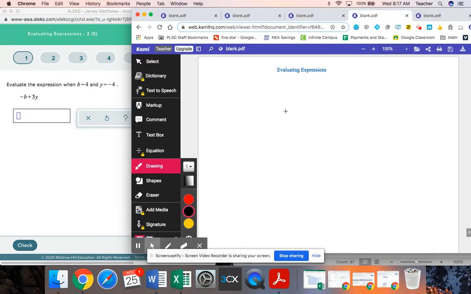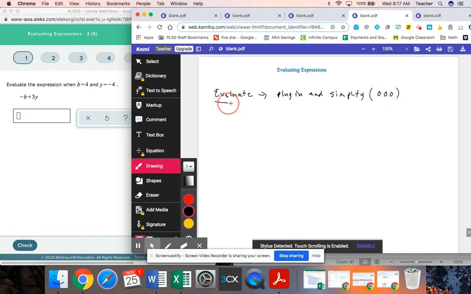So, evaluating expressions. All it means when you see the word evaluate is plug in and simplify. And when we simplify, we always use the order of operations. Again, it could be made more complicated than that, but essentially that's it. I'm going to do an example right away.